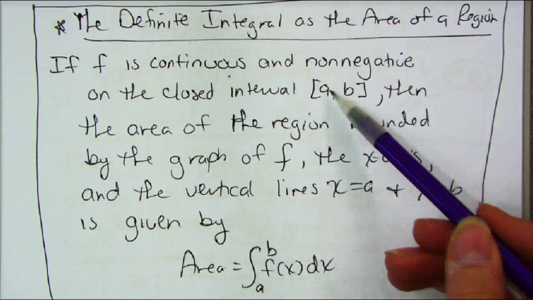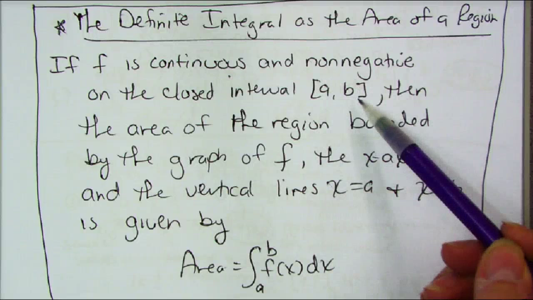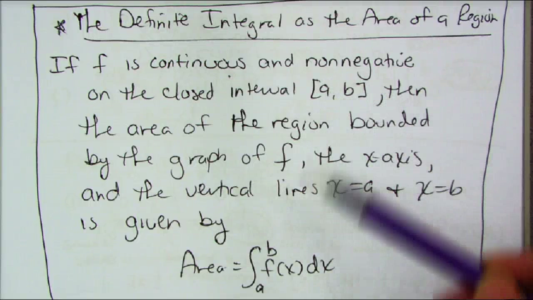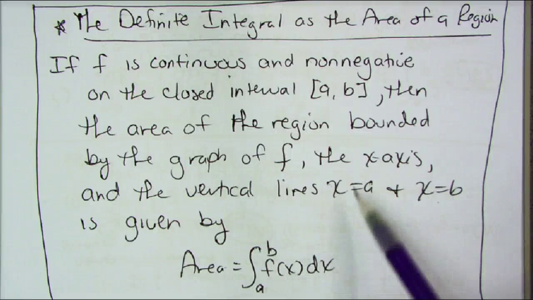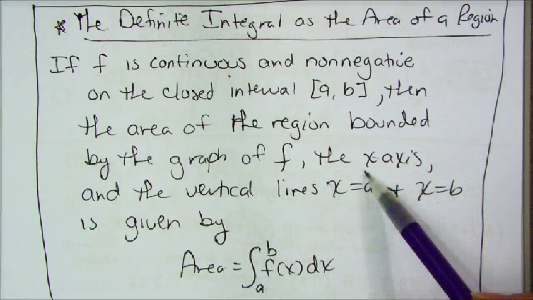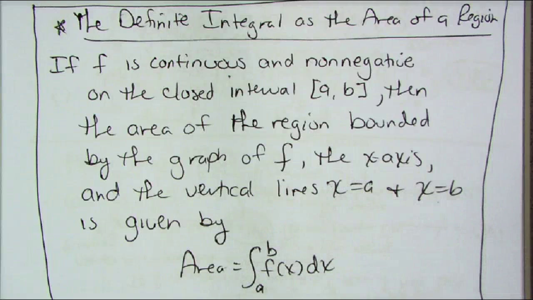And so a is a smaller value, b is the larger value, because again, this is interval notation. So the smaller value goes here, or the value on the left on the x-axis. b is on the right, or the greater value on the x-axis. So that's what it's bounded by. Those are my two vertical lines. Here is my function, which is above the x-axis, and then the x-axis. That's the area.